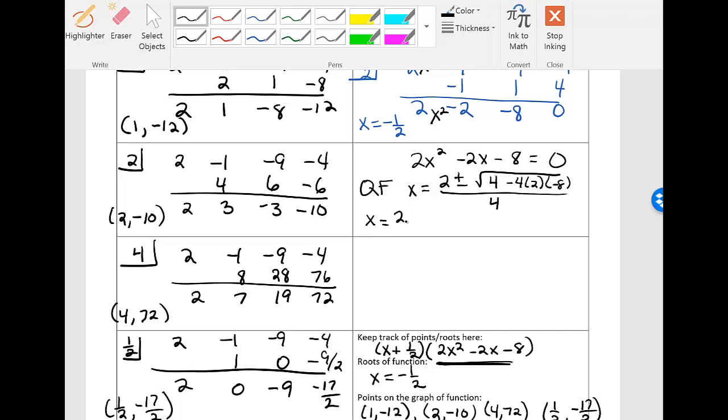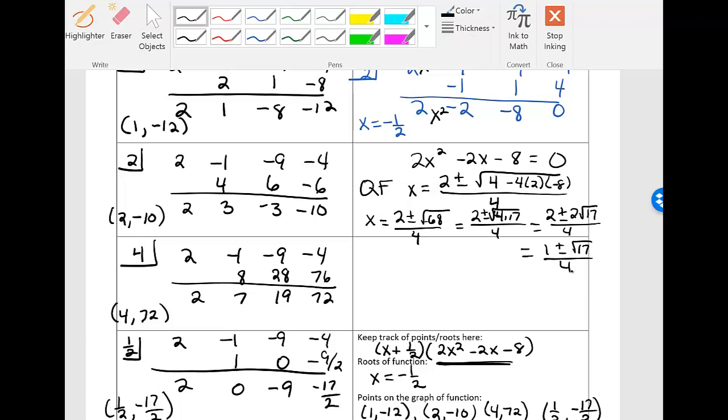So that's going to give me 2 plus or minus the square root of 68 over 4. And remember that we have to break down the 68, so 2 plus or minus the square root of 4 times 17 all over 4. The square root of 4 is 2, so 2 plus or minus 2 square roots of 17 over 4. And we can reduce everything by 2, so 1 plus or minus the square root of 17 over 4.